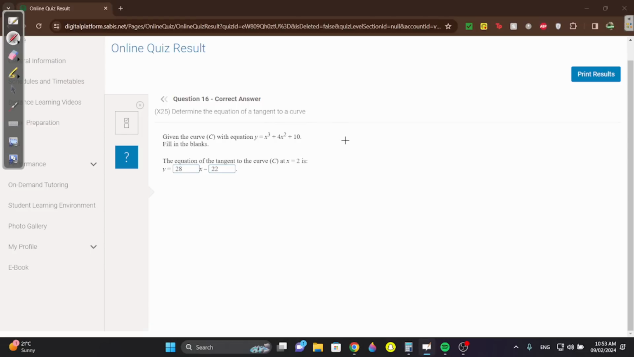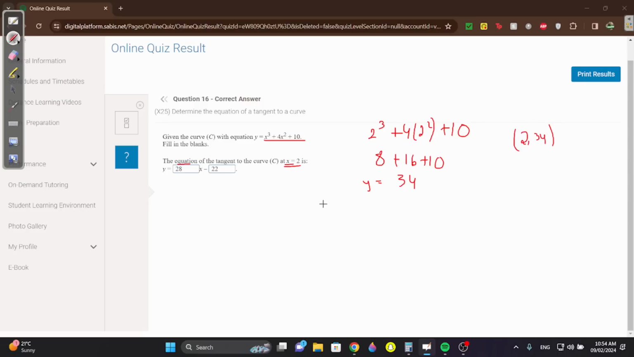Okay, this one they want the equation of the tangent, but we have to use the steps. First thing, plug in, find your y. How do we find our y? We plug it into the original one. It will be 2 cubed plus 4 times 2 squared plus 10, which is 8 plus 16 plus 10. You get 34 as your y. So your point is 2 comma 34 because they said x equals 2.